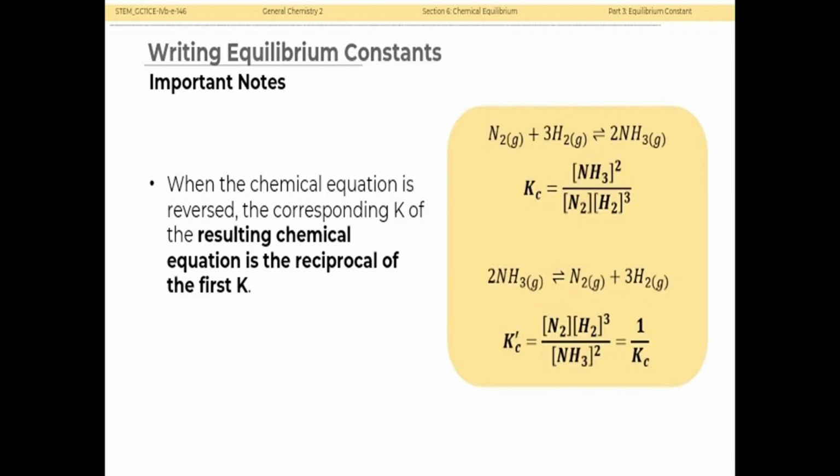When the chemical equation is reversed, the corresponding K of the resulting chemical equation is the reciprocal of the first K. Consider the equilibrium reaction of nitrogen and hydrogen to form ammonia. If we reverse the reaction, the decomposition of ammonia, its equilibrium constant is the reciprocal of the constant for the formation of ammonia.